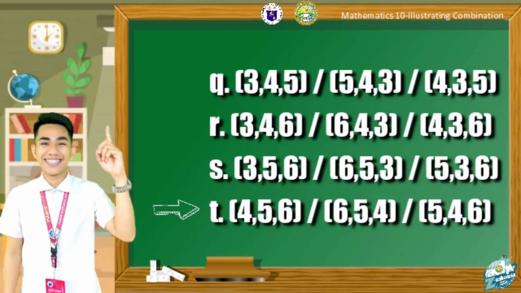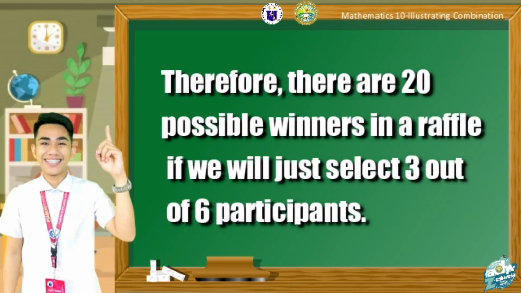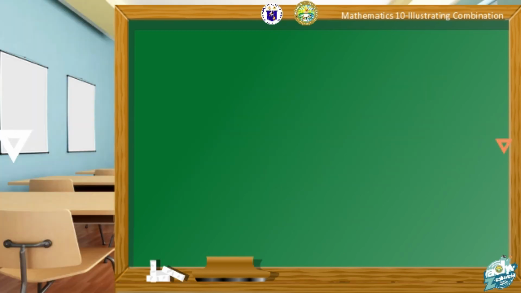or participant 5, participant 4, and participant 6. Therefore, there are 20 possible winners in a raffle if we will just select 3 out of 6 participants.